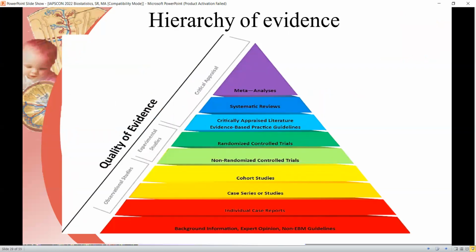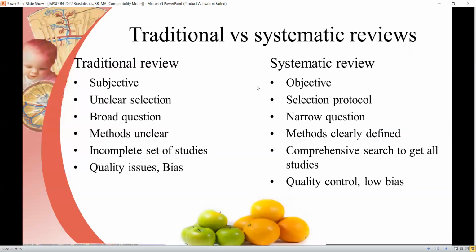So when you look at the hierarchy of evidence, the systematic reviews are pretty much on the top and meta-analyses are even above that. So basically, during your research career, you start with case reports and case series, but slowly you have to go to cohort studies, which are prospective studies, and then randomized studies, and then you can go to systematic reviews and meta-analyses.